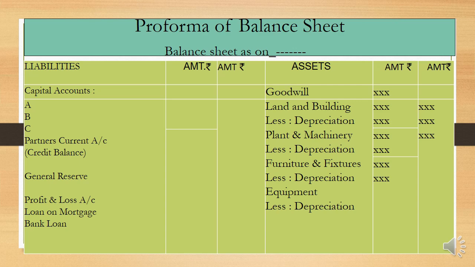The balance of the partner's capital account is finally transferred to the liability side of the balance sheet if we follow the fluctuating capital method. In case we follow the fixed capital method, then along with the capital account we have the current account. The current account credit balance we have to transfer to the balance sheet liability side. General reserve. The general reserve means the reserve which is not used by the partners, that is accumulated reserve during the lifetime of the organization or a firm.